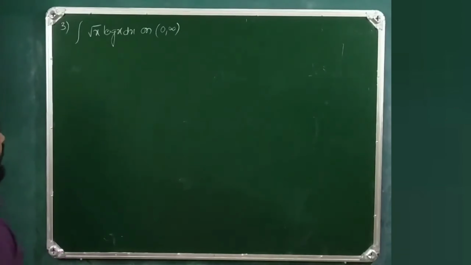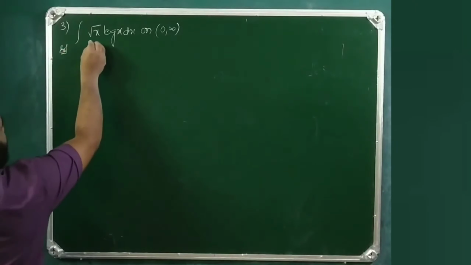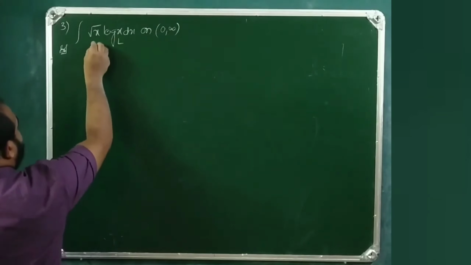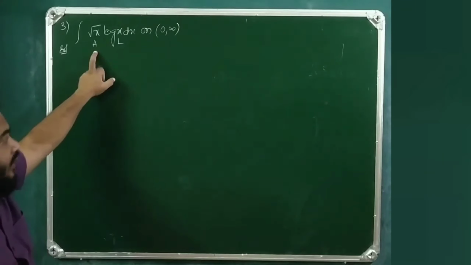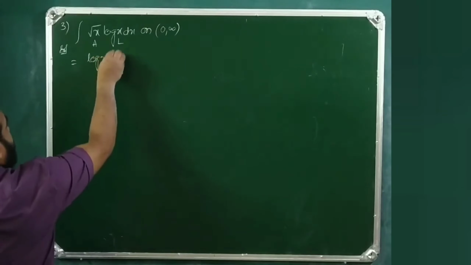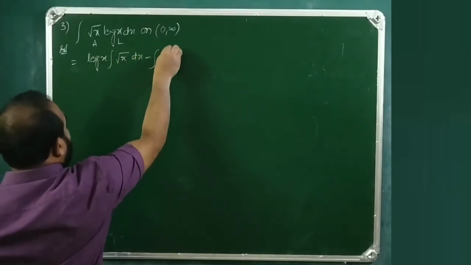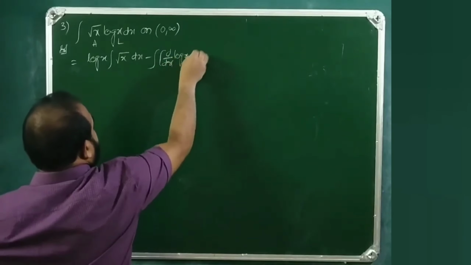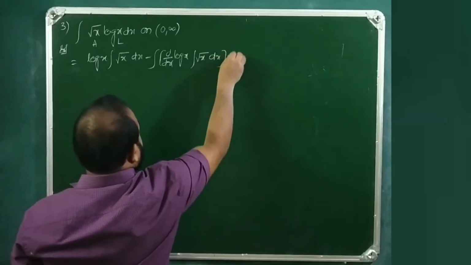Integral root x log x dx on 0 to infinity. So here log x is a logarithmic function, root x is an algebraic function. In ILATE, L comes first and then A. So here this is equal to f of x into integral g of x dx minus integral of d by dx of f of x into integral g of x dx, whole dx.